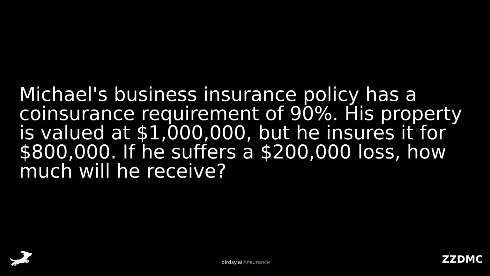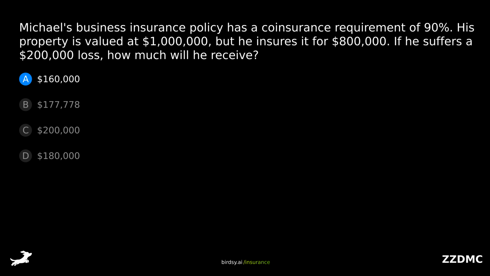Michael's business insurance policy has a coinsurance requirement of 90%. His property is valued at $1 million, but he insures it for $800,000. If he suffers a $200,000 loss, how much will he receive? Is it A, $160,000, B, $177,778, C, $200,000, or D, $180,000?